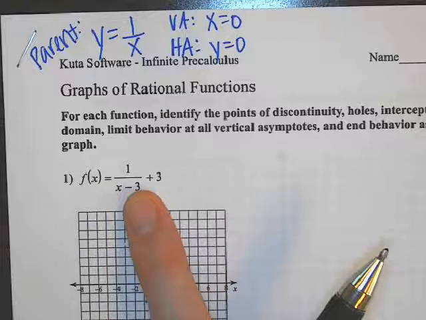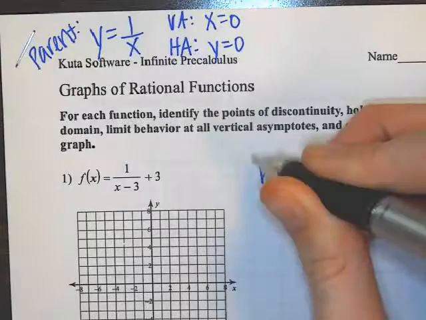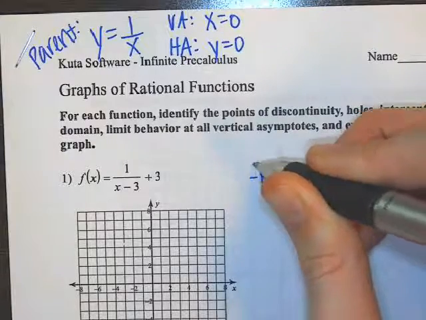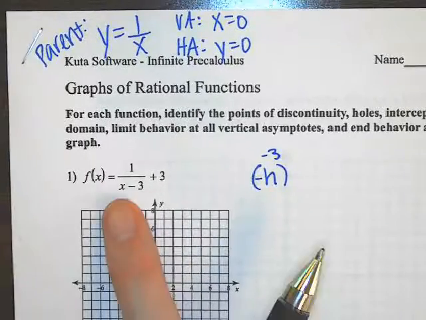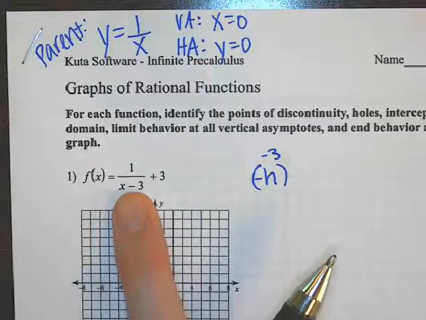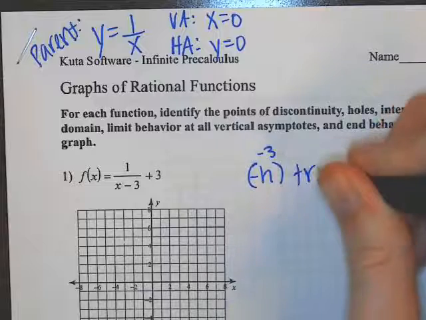Our H value is negative 3. So our H is -3. What does that mean we did? We always do the opposite of the H, which means that we translate right 3.